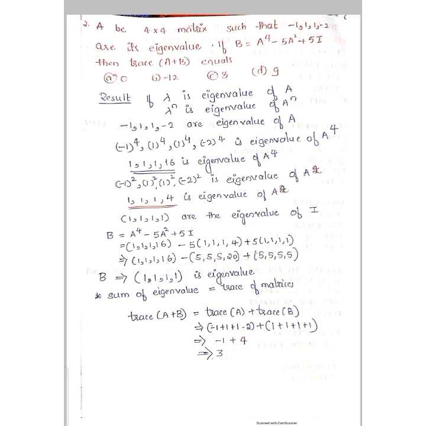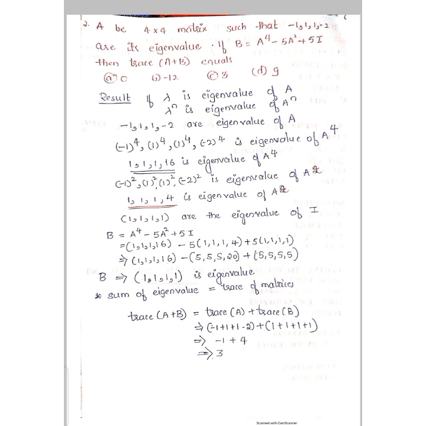Similarly for the third eigenvalue, take the third element, it will become 1. Here take the third element, that is minus 5, and again plus 5, which cancel. You again get 1. The next is 16 minus 20 plus 5. So what do you get? You get 1. So here the eigenvalues of your B became 1, 1, 1, 1. These are the eigenvalues of your matrix B.